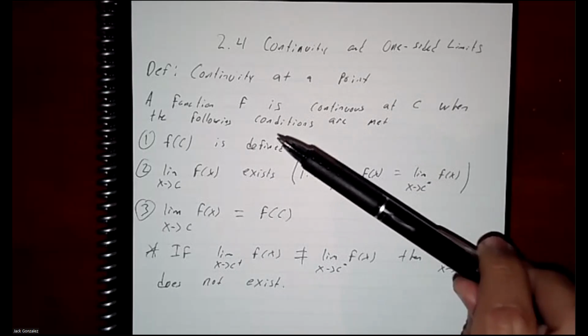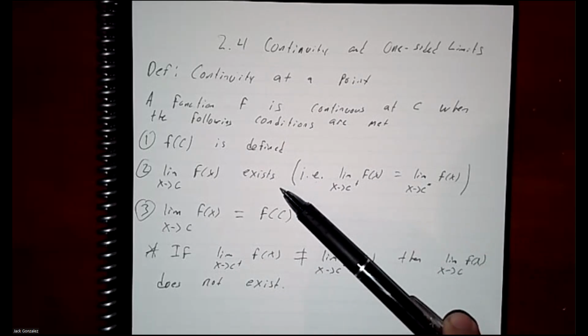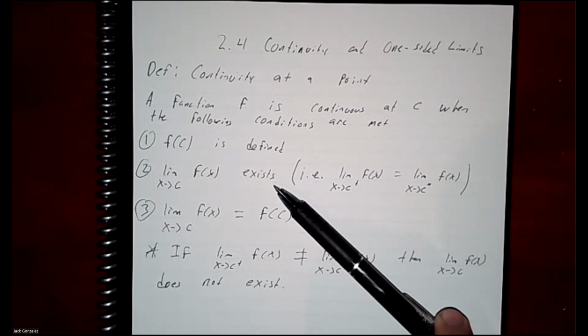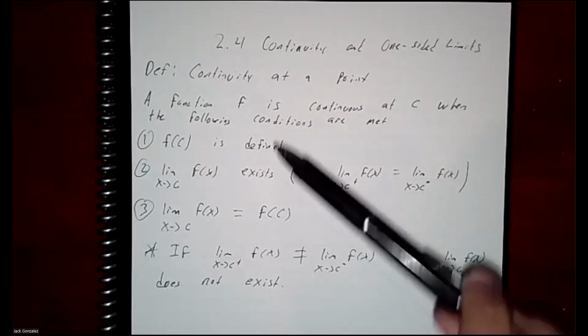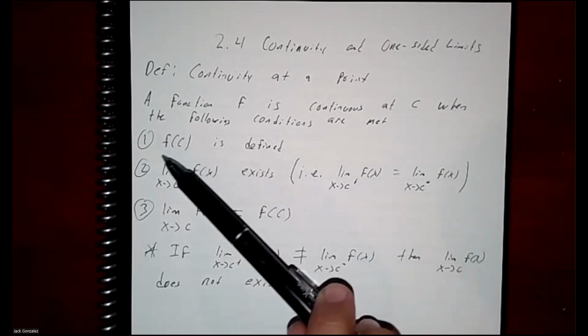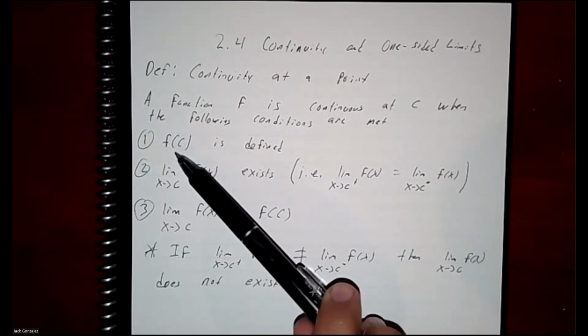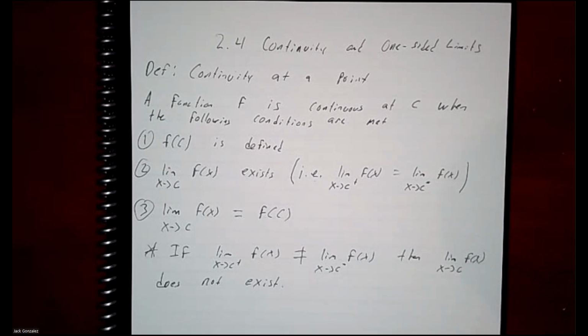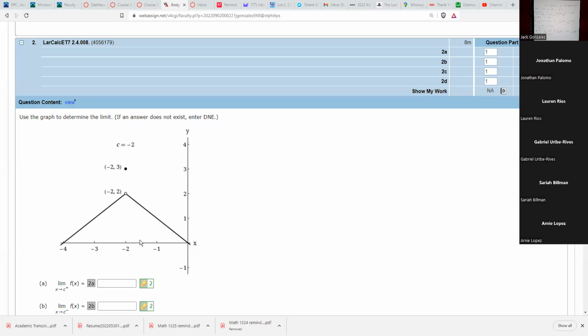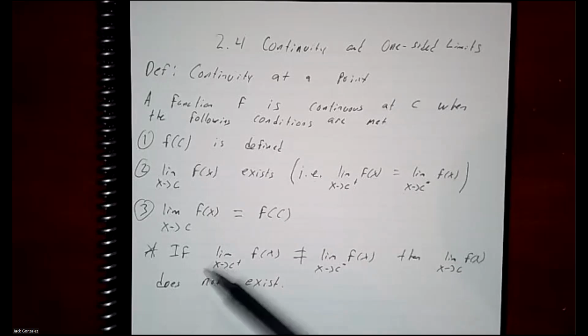So we said the limit existed, correct? So number 2 is good. Number 1 is the one we're curious about. When you plug in c, in our case, and I plug in -2, it's actually defined up here, right? So f of -2 is equal to 3 because there's a hole here. So it is defined here. So far, 1 and 2 are good.